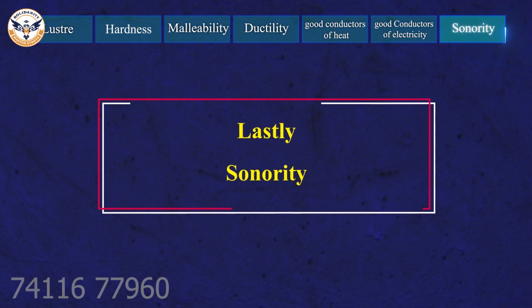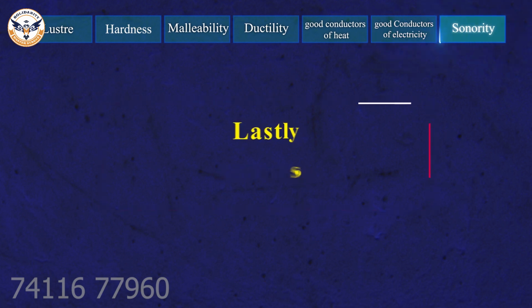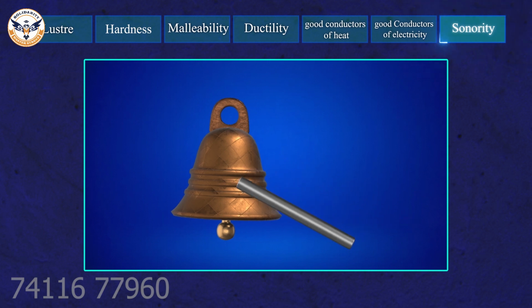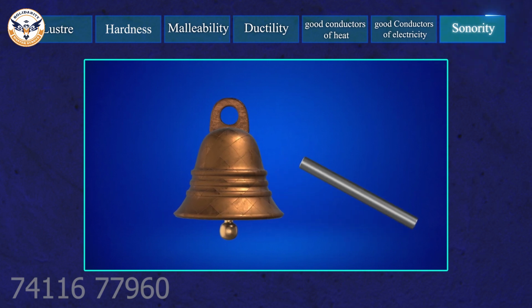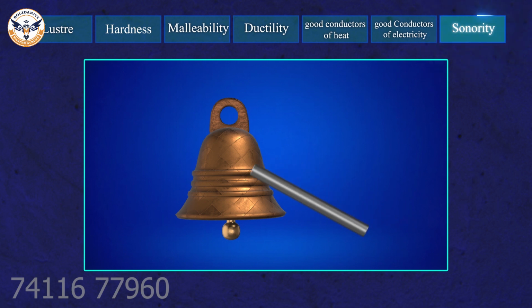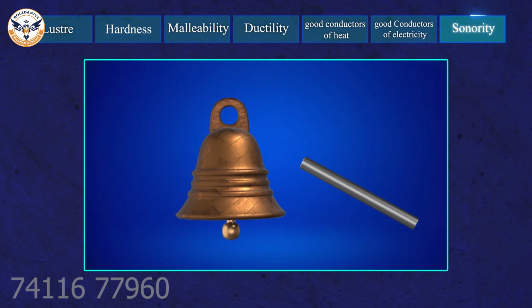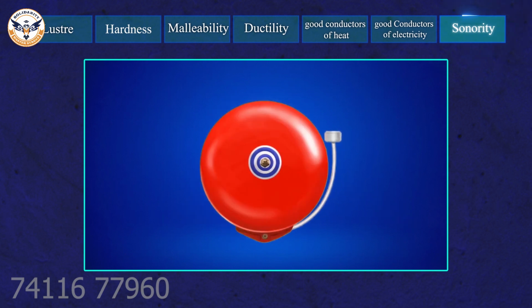Lastly, sonority. What happens when metals strike a hard surface? Do they produce a sound? The metals that produce a sound on striking a hard surface are said to be sonorous. Can you now say why school bells are made of metals? Because of the sonority property, the bells are made of metals.